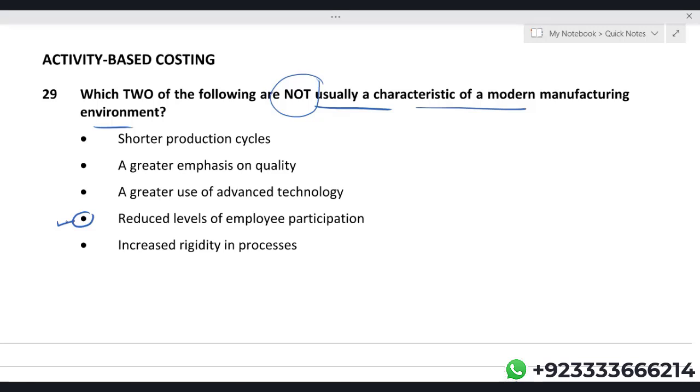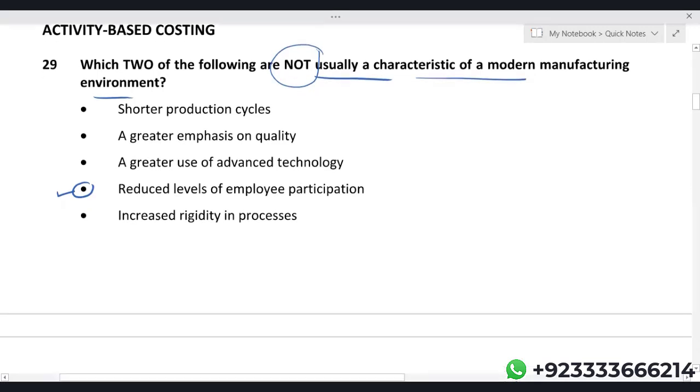Everyone appreciated him, but he said only appreciation was there, no increment in the salary, and that was disappointing, to be very honest. Due to the reduction in unit cost, with selling price still the same, profitability increased and the company made a really big amount of money, but no increase in salary. Obviously, it's not good. I don't know what happened later, but initially they did not increase his salary. So reduced level of employee participation is not a characteristic of modern manufacturing environment. Now we have more participation of employees, as in the example I've given you.